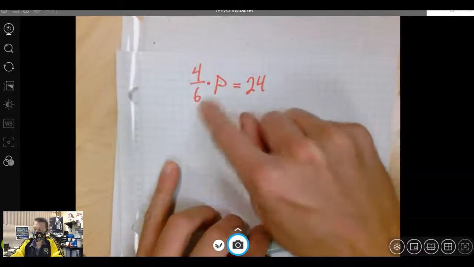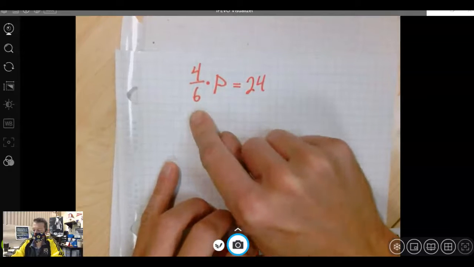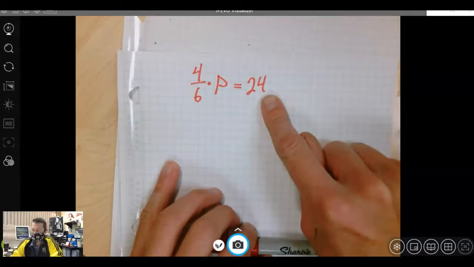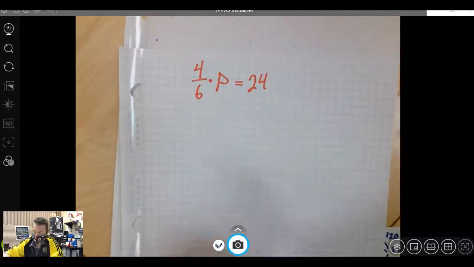So, guys, I want us to get in a habit. We see a fraction over here. Let's go ahead and make this into a fraction. How do I make 24 into a fraction? Put it over 1.